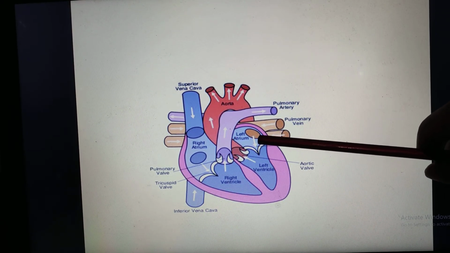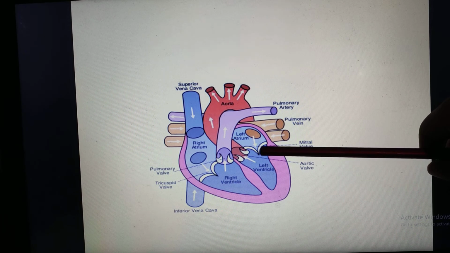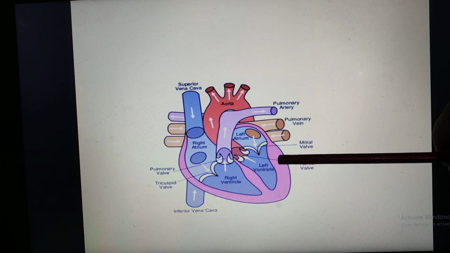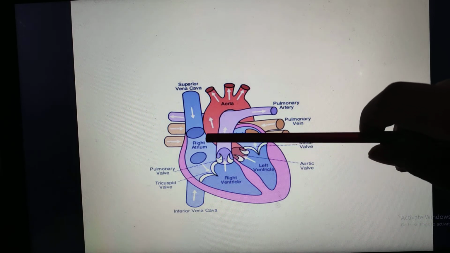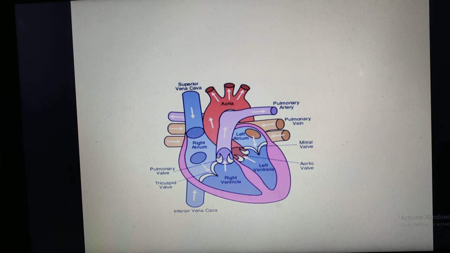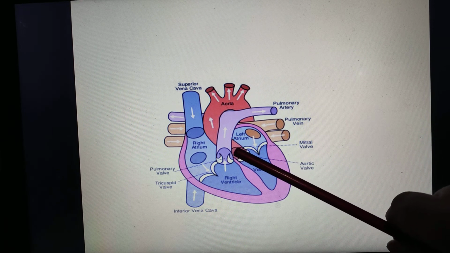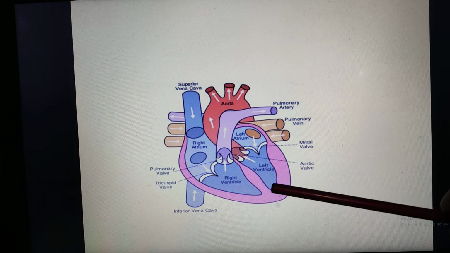Right? From the left atrium it will go to the left ventricle. Why? Again, there's a valve here. This is known as the mitral valve, right? In the left ventricle, it will squeeze and throw out the blood via the aorta to the entire body surface, right? How will it go? It will go via the aortic valve here, right? So this is what you have to understand.